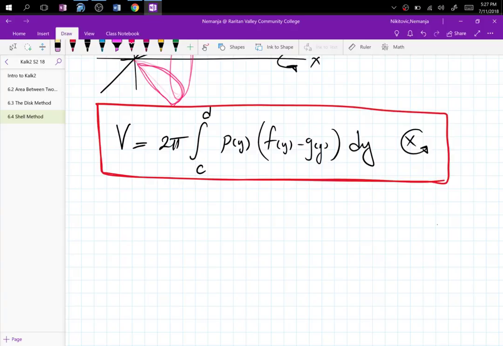Now, the graphic that I'm going to show you from your book is much better in the Larson book. But these pictures show the difference between disk and shell method and when you are supposed to use each of these methods. And as I mentioned, for some problems, both methods are possible. For some problems, one method is more convenient than the other, and for some problems, only one method is possible and the other one is not possible at all.